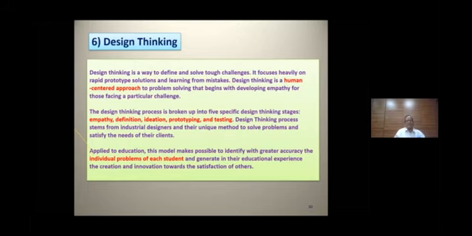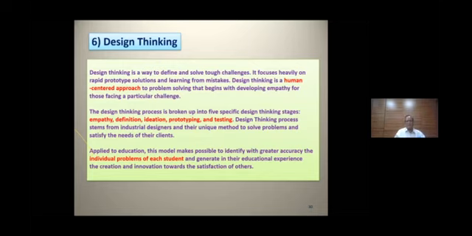Now, design thinking is a way to define and solve tough challenges. Tough problems are there to be solved by engineers, and therefore we need a lot of knowledge and skill set to tackle such things. That can come to us only when we adopt the design thinking method of teaching. It focuses heavily on rapid prototype solutions. That is what I have explained. Once you go for the design thinking process, it will automatically enhance the learning capability of the student.